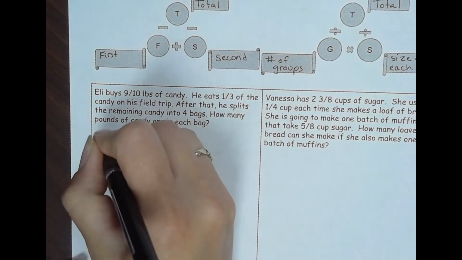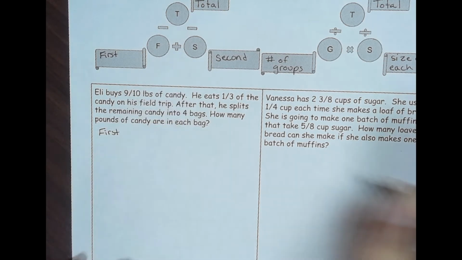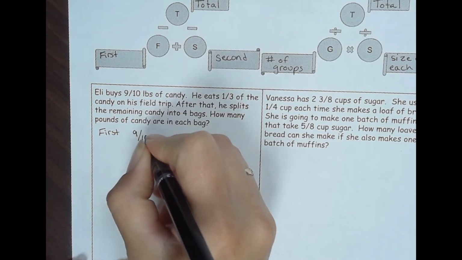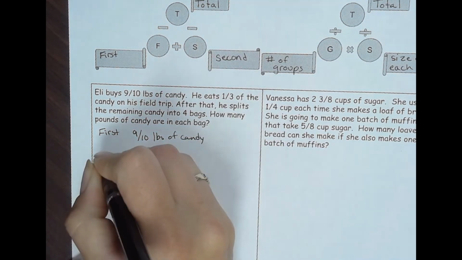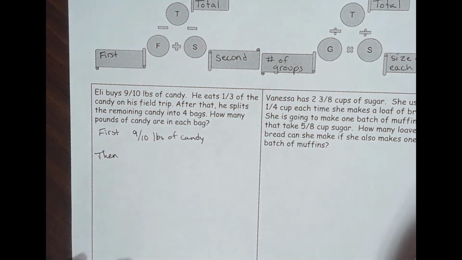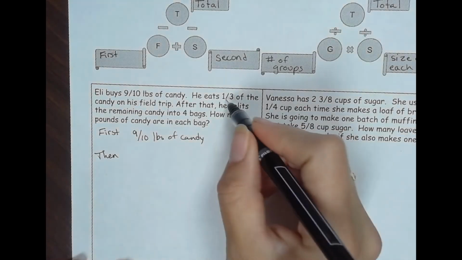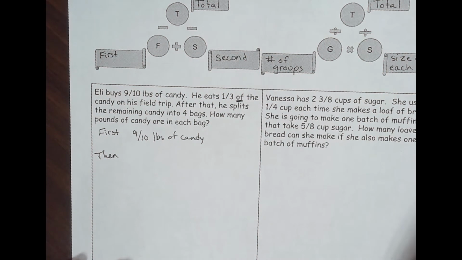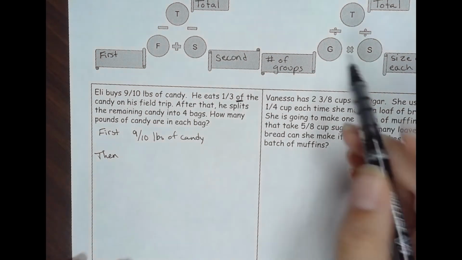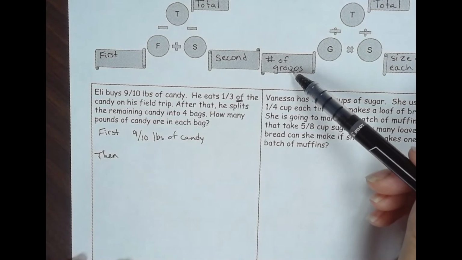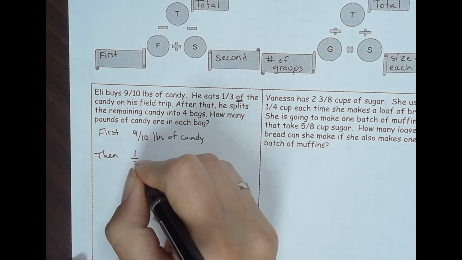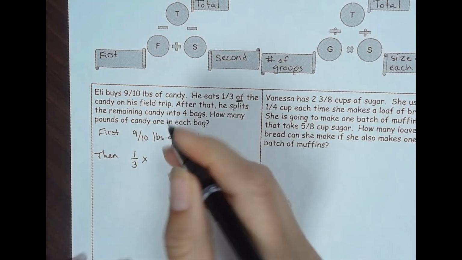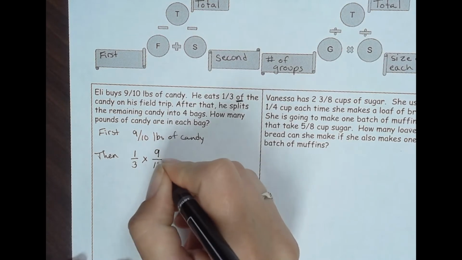Alright, so we always start with first. So first, what did he have? First, he has 9/10 pounds of candy. Then, in the story, what happened? Then he eats 1/3 of. Of is a timesing word. So 1/3 is the number of groups. It's just a portion. So 1/3 of what? The group he had was 9/10 pounds of candy.